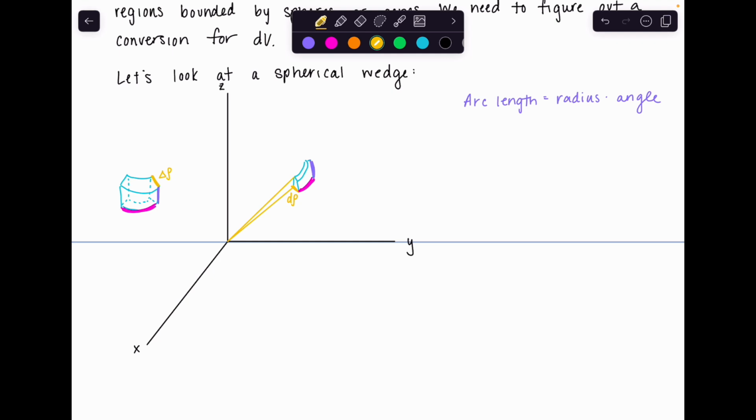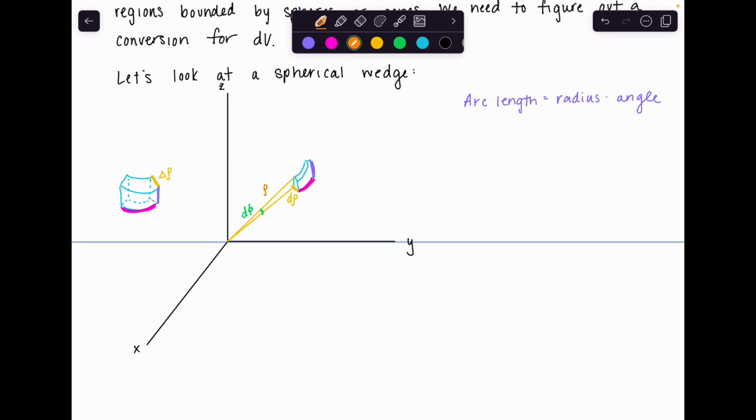Okay. Because this is basically the angle that's going downward, to get from here to here is that change in phi. So the angle in between these two is d phi. And that length is exactly that radius rho.